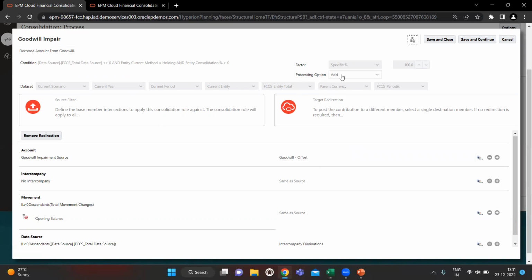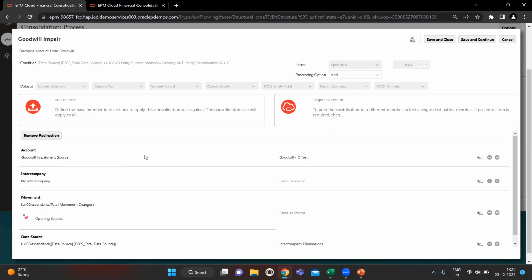And yes, we have the processing option, because in our FCCS, the processing option works as a negative when we have an expense account or a liability account, and maybe when we put figures in any asset account or revenue account, it works as a negative. So what happens is it multiplies whatever amount we put in this by -1. For that reason I have chosen the processing option as add.